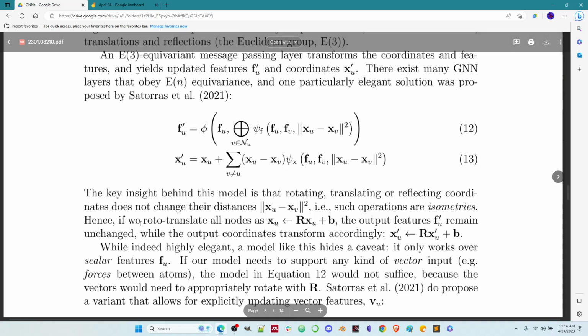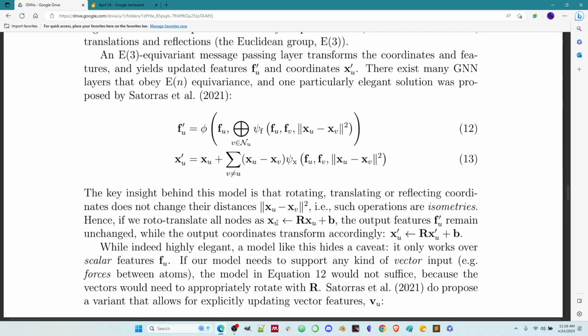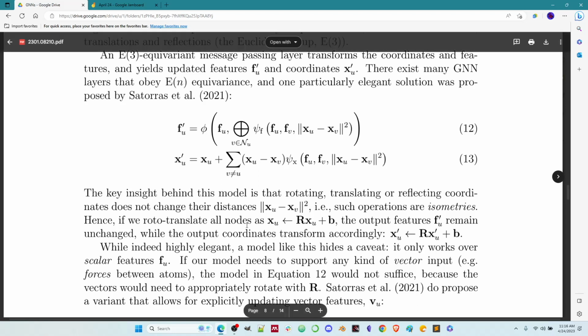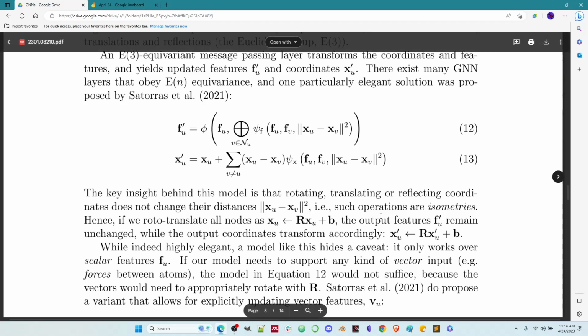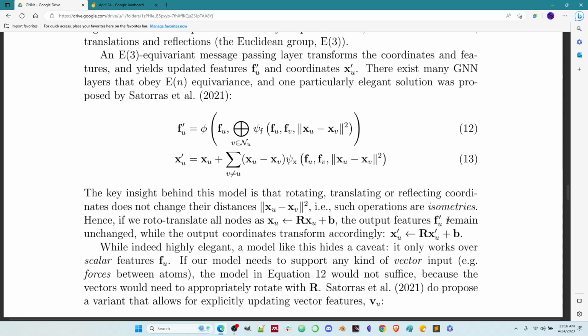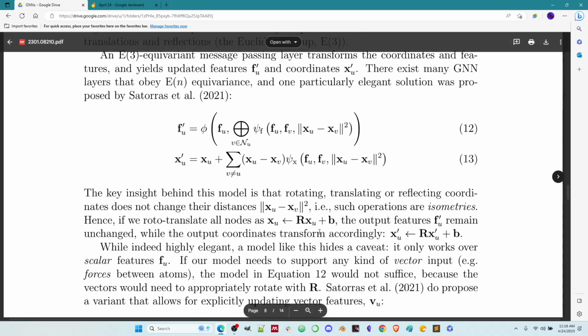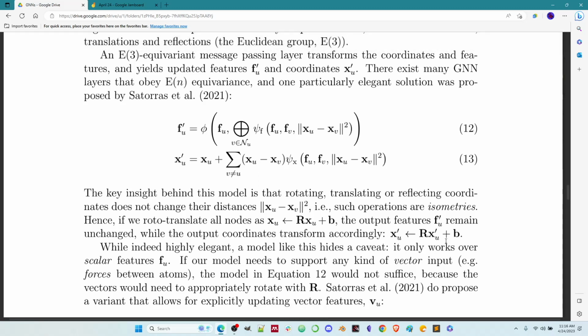So hence, if we roto-translate all nodes, x sub u plus b leads to the new x sub u, but the output feature f sub u prime remains unchanged while the output coordinates transform accordingly. So we can have this output feature that's persistent, but the output coordinates transform. If we look at the network in time 1 and time 2, it's changed its position, it's changed its rotation and orientation, but the output remains the same.